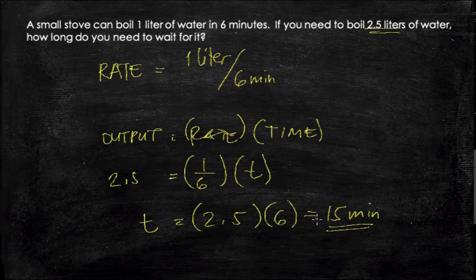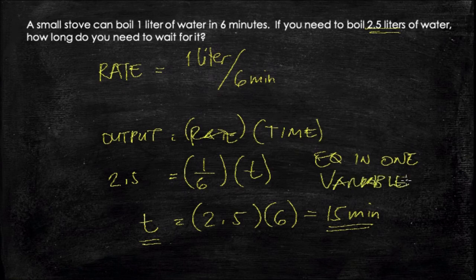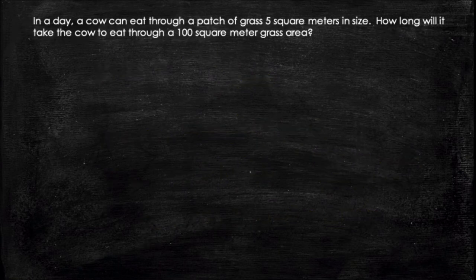Now, take note, now we are now using an algebraic equation in one variable. Ano yung variable natin na ginamit? The variable, the letter t. T stands for time, and time is 15 minutes. So, equation in one variable. Napakadali, ano? So, isa-isang araw, ang baka daw ay makakain siya ng 5 square meters na patch of grass.